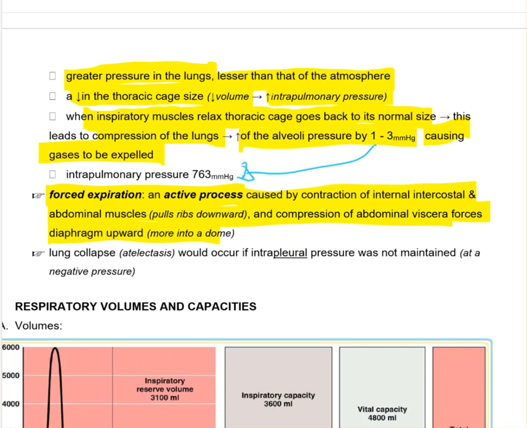All right, this last thing, this lung collapse one, would occur if intrapleural pressure was not maintained at a negative pressure. And that was that picture that I was showing you that I kind of didn't want to bring up right away.